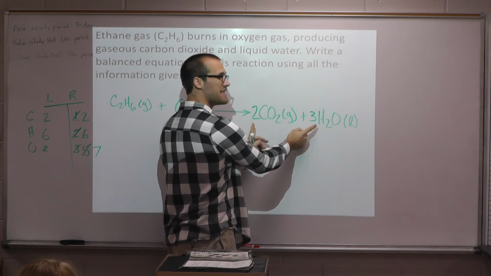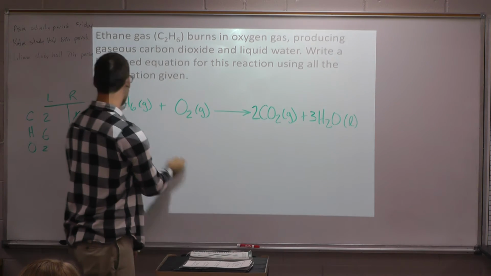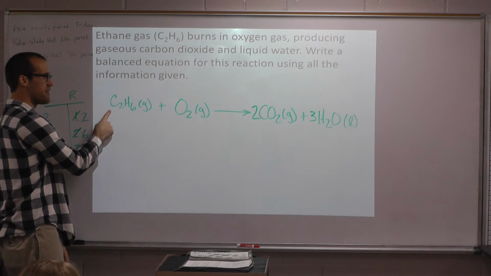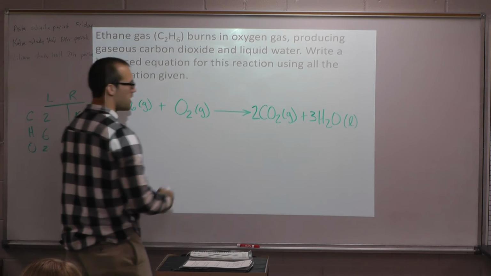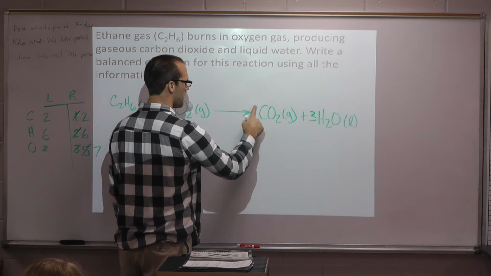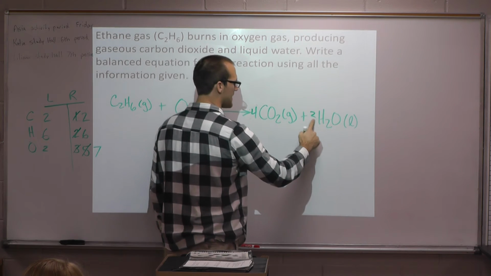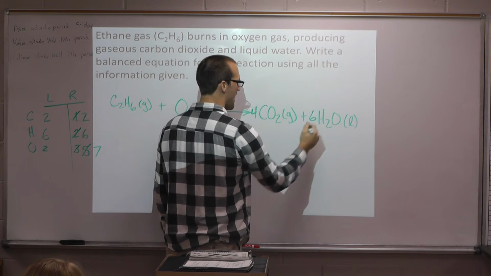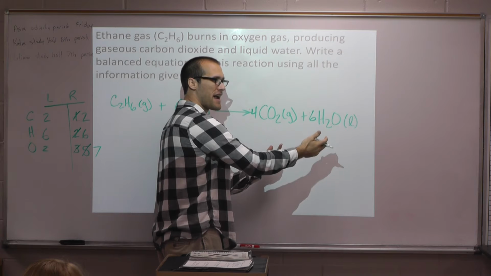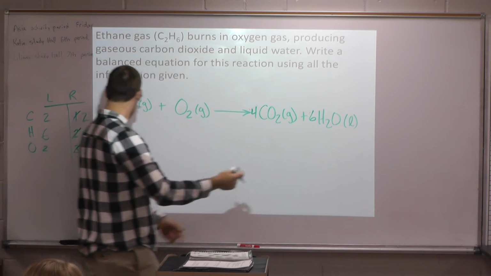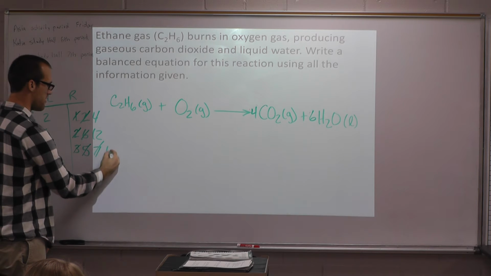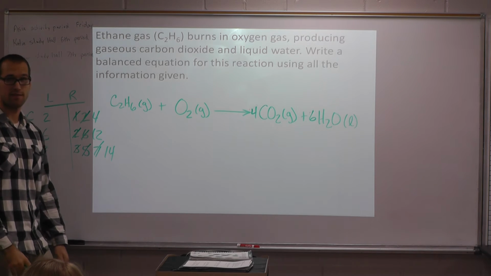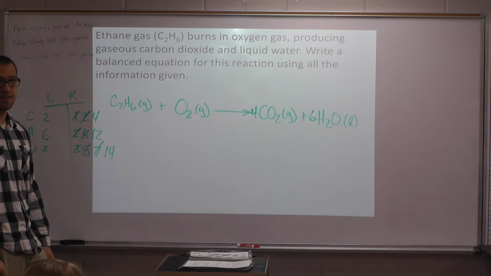If I double these, won't that maintain carbons and hydrogens being stable? Let me show you. If I make this a 4, and I make this a 6, I should have doubled everything on the reactant side, correct? So that means 4, 12, and 14. Everyone see how I doubled everything?